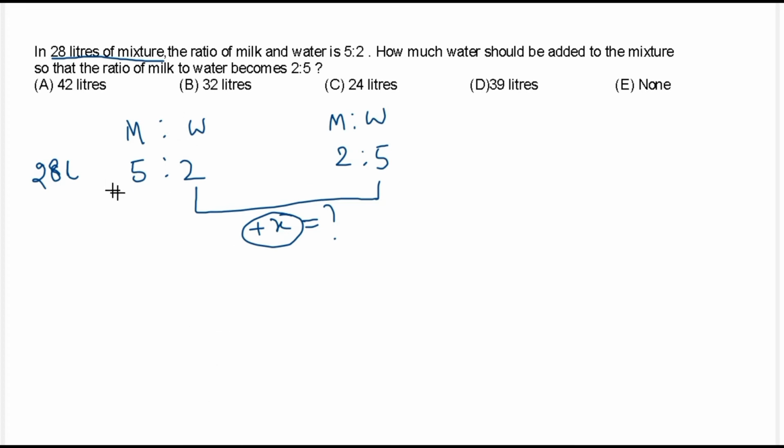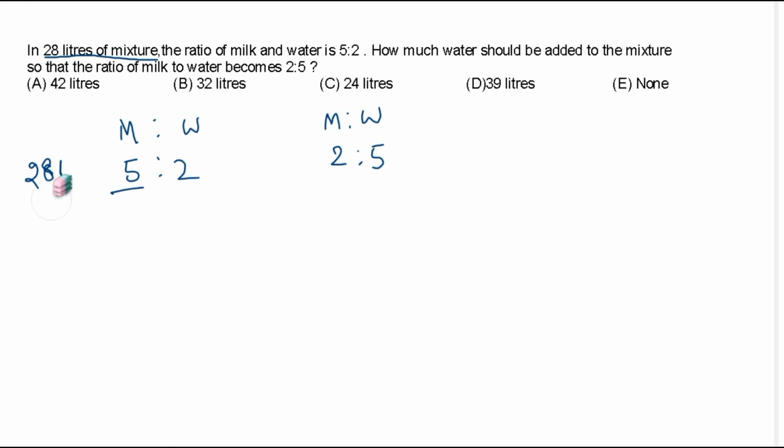Alright, so initially the ratio was 5:2 and the ratio becomes 2:5 after adding some amount of water, and we have to find that, right? Okay, now let's discuss. Now what is the sum here? Tell me, what is the sum here? 5 plus 2 is 7, but it says how much amount? 28. So we have to make it 28. So how we are going to make it 28? By multiplying by 4. So if you multiply by 4, milk amount is 20 and water is 8. This is how it goes.